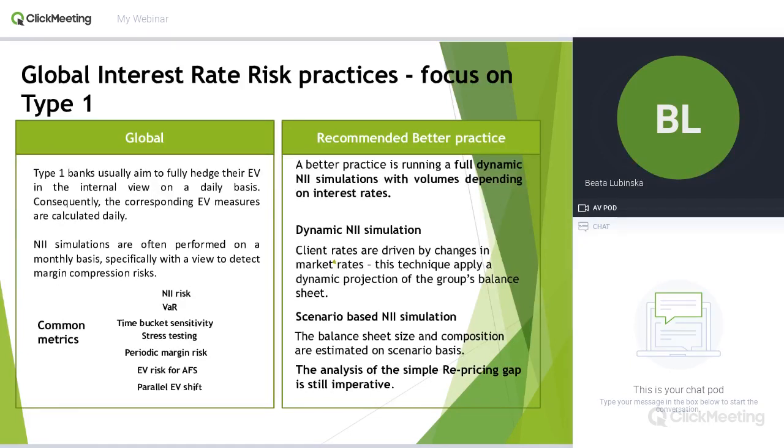And let's focus on the type 1 banks. As previously said, they aim to fully hedge the economic value in the internal view because they remove it through the FTP and transfer it to the central unit, to ALM, to be managed on a daily basis, because the ALM or treasury desk is watching the market environment and monitoring the economic value movement of the bank and treasury book. They have to be sure that there is no excessive exposure on a daily basis.